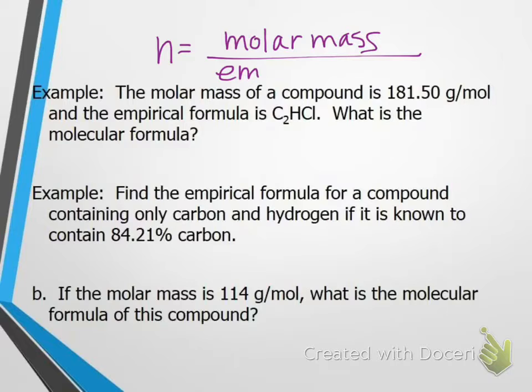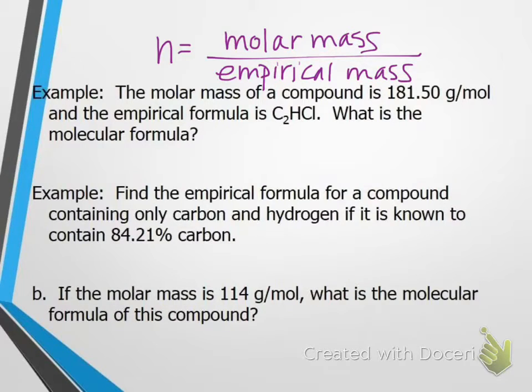divided by the empirical mass. Okay? The molar mass will be given to you in a problem. The molar mass is determined experimentally when they're finding out a new compound. The empirical mass is the mass of what you found the empirical formula to be. It's calculated the same way. So a while ago we found that empirical formula to be CH2. So to find its empirical mass, we would take a carbon plus 2 hydrogens. So it would be 12.01 plus 2.02, so it'd be a total of 14.03. It's calculated the same way as a molar mass, it's just the mass of the empirical formula.